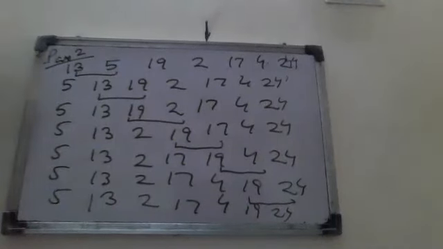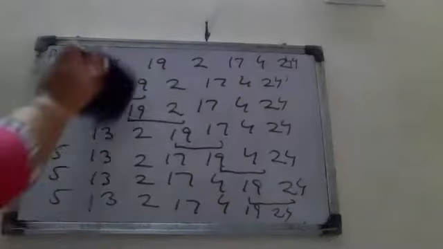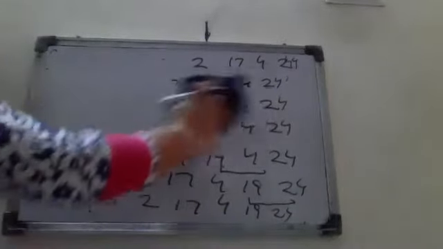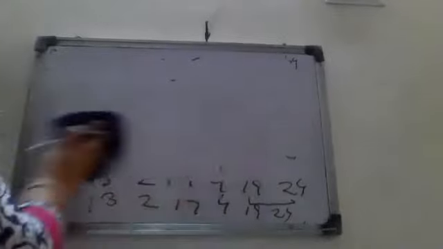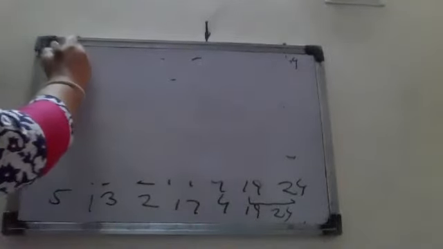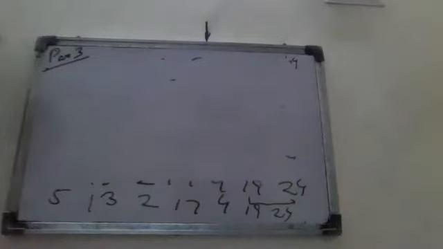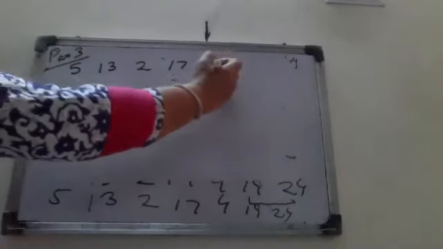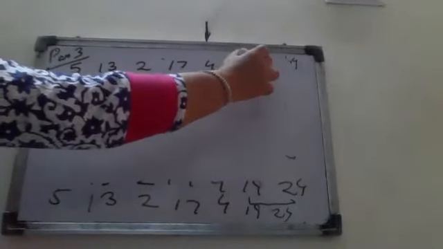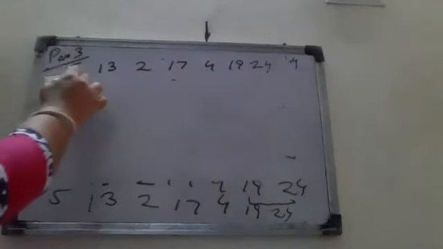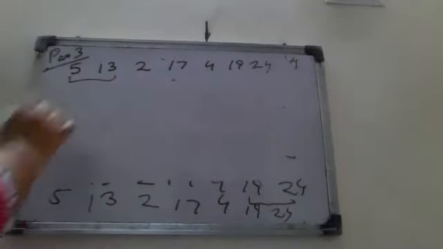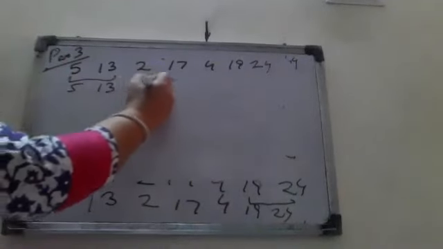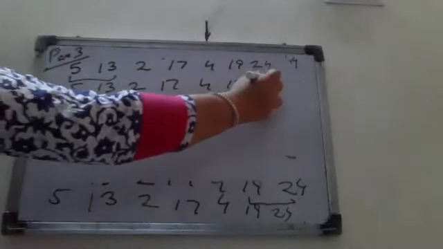Now we'll move to pass 3. The procedure is the same, but we have to put it in the iteration. So this is the answer in pass 2, and we will put it in the upper part to do pass 3. So I just write pass 3 here. The numbers are 5, 13, 2, 17, 4, 19 and 24. So these are the numbers. This remains as it is: 5, 13, 2, 17, 4, 19, 24.